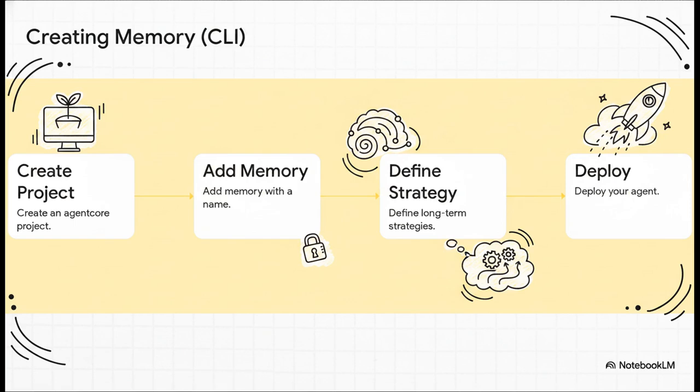Now, for all you developers watching, the good news is the AgentCore CLI makes this whole process feel super simple. It really just breaks it down into a few straightforward commands. You create the project, you add the memory, you tell it how to think long-term, and then you deploy. It's all designed to be a really smooth, easy workflow.